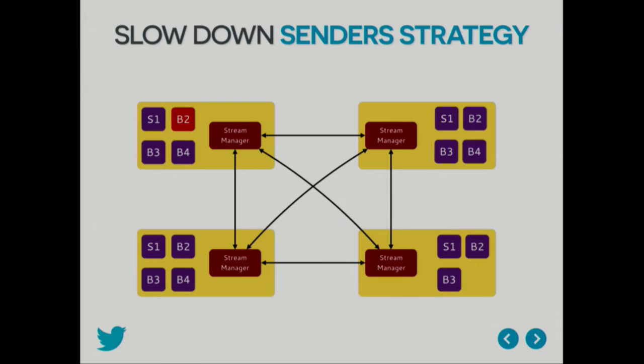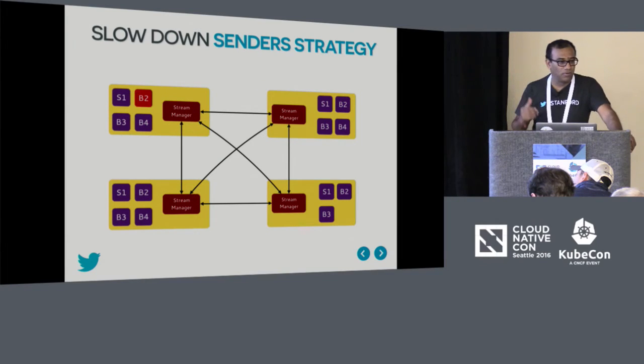As you know, all the stream managers form a fully connected graph, and they're exchanging data. Now let us take the example of B2 going slow, because B2 is not absorbing data from S1 and the others as fast as it should. The stream manager on that container, which is the one pushing data to B2, will realize that this guy is not going as fast as it should, because its buffers are overflowing. The stream manager is the one which manages the buffer.